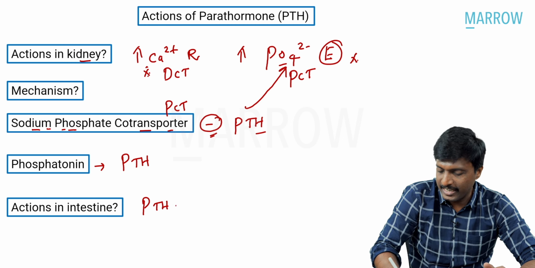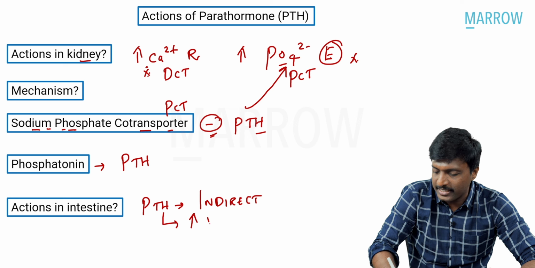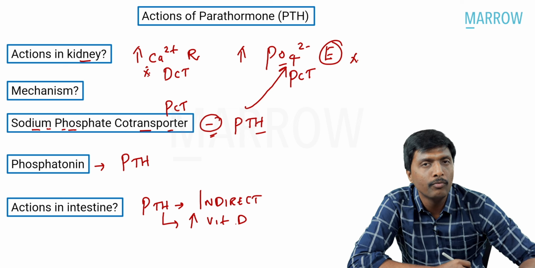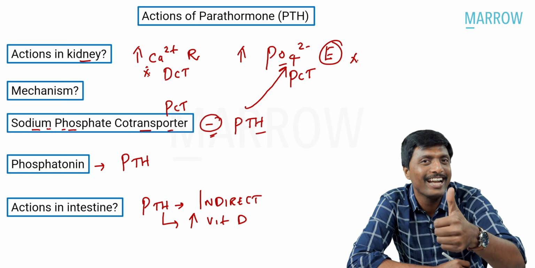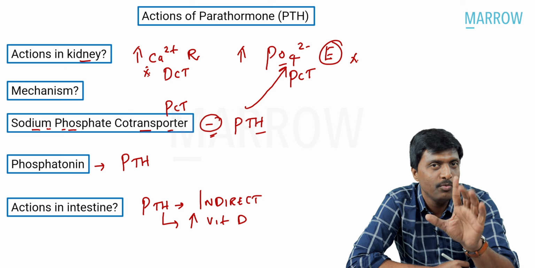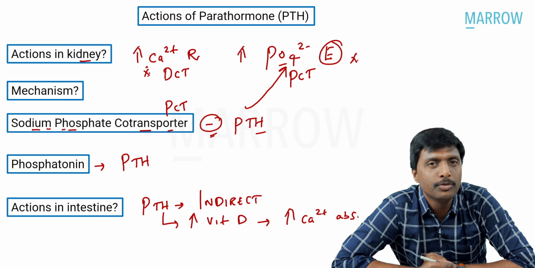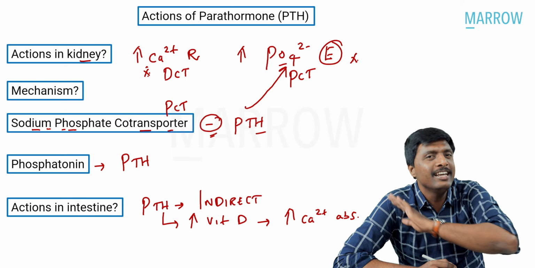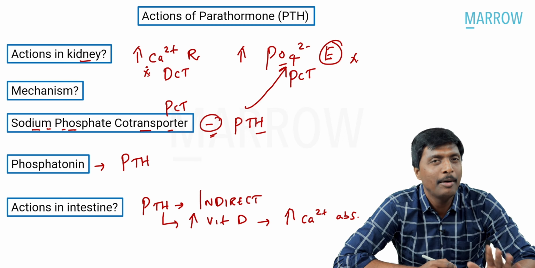Parathormone action in intestine is largely indirect. That means what, sir? Parathormone increases vitamin D levels. Vitamin D, rule of thumb, is the only calcium regulating hormone that can act in intestine. No other hormone can act in intestine. Calcium, intestine, vitamin D. So with the help of vitamin D, it increases calcium absorption. That's all. All these actions eventually increase serum calcium levels but decrease serum phosphate levels. That is the action of parathormone.